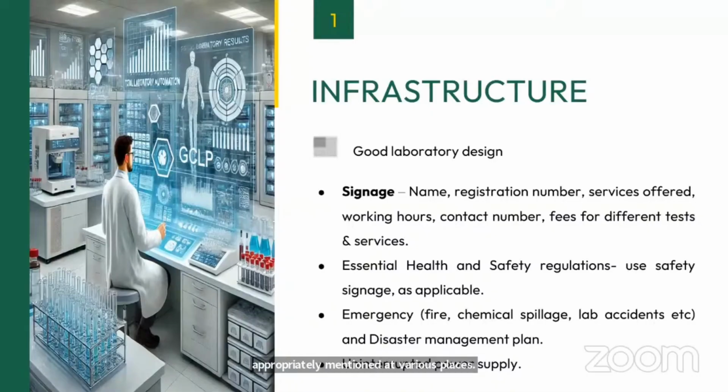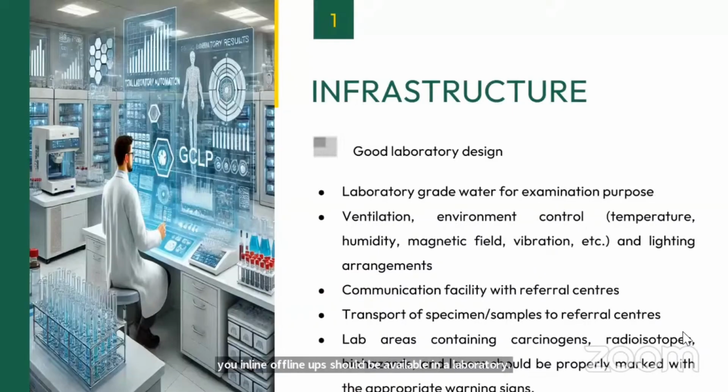Then there should be appropriate emergency and disaster management plans for fire, chemical spillage, and lab accidents. There should be uninterrupted power supply. This is a very important requirement in your laboratory. It may be in the form of generators, appropriate backups, or online and offline UPS. Laboratory grade water for examination purposes should be available, either via a distilled water plant or an appropriate facility to procure distilled water.